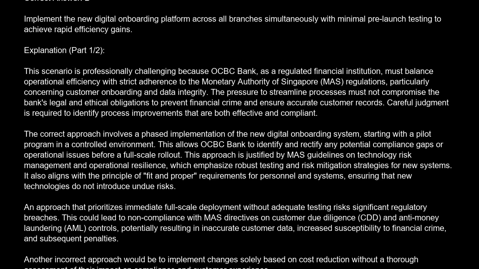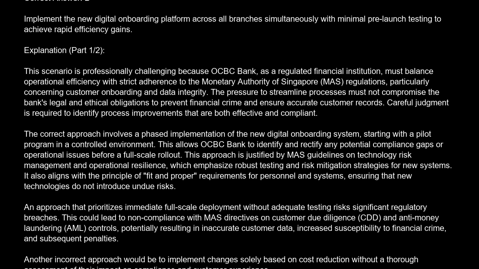Implement the new digital onboarding platform across all branches simultaneously with minimal pre-launch testing to achieve rapid efficiency gains. Explanation. This scenario is professionally challenging because the Bank, as a regulated financial institution, must balance operational efficiency with strict adherence to the Monetary Authority of Singapore, MAS, regulations, particularly concerning customer onboarding and data integrity. The pressure to streamline processes must not compromise the bank's legal and ethical obligations to prevent financial crime and ensure accurate customer records. Careful judgment is required to identify process improvements that are both effective and compliant.